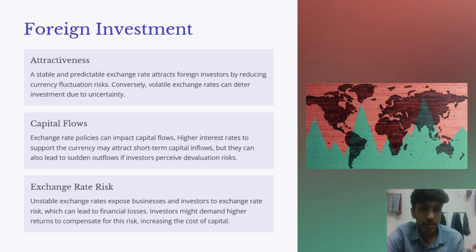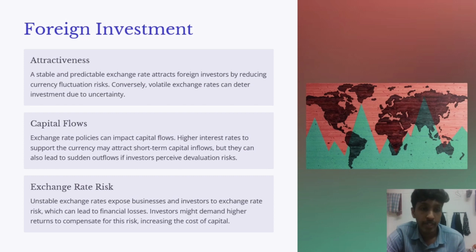A stable and predictable exchange rate attracts foreign investors by reducing currency fluctuations risk. Conversely, volatile exchange rates can deter investment due to uncertainty. So foreign investment is when people from other countries invest in a country. So a stable currency makes your country more attractive to foreign investors. They feel safer to invest their money, and they know that the currency won't change much.